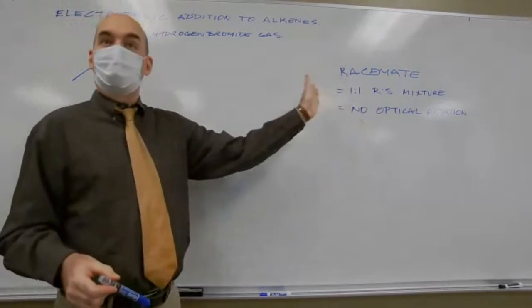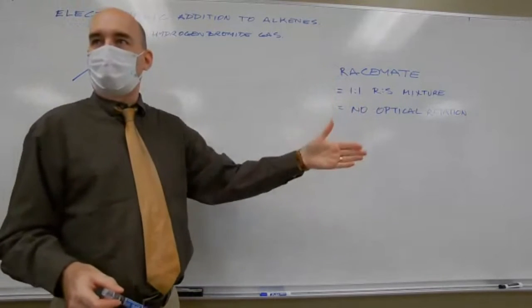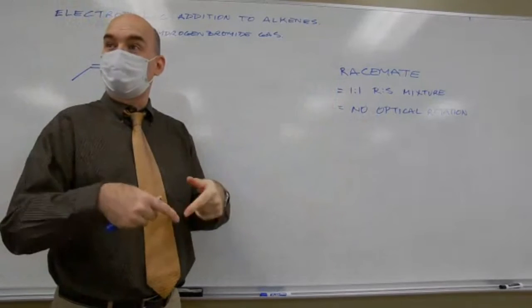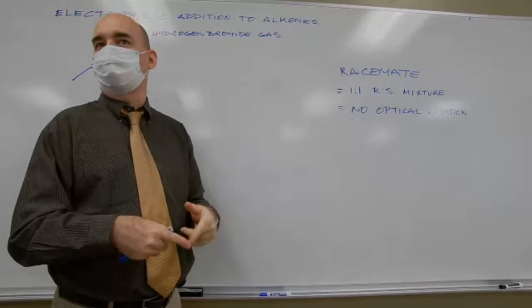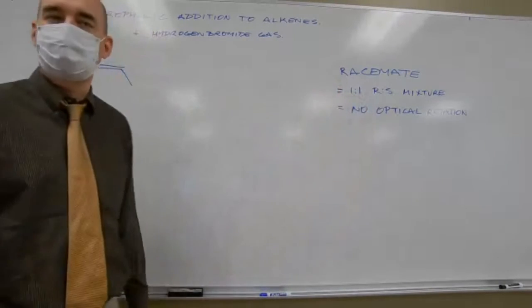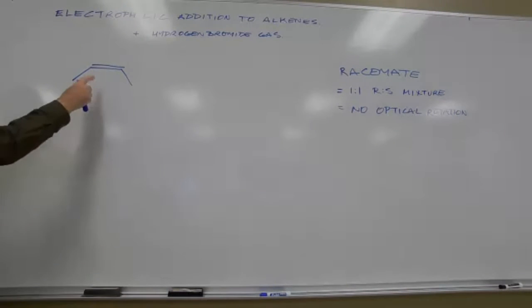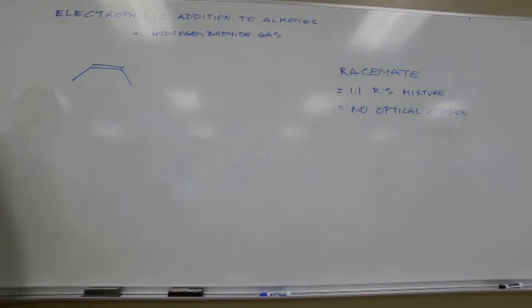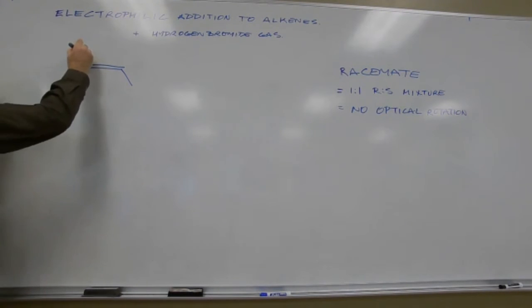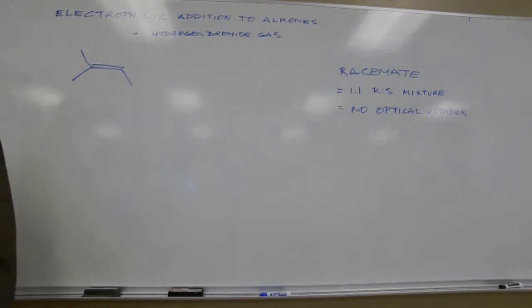If you had the R, it would bend one way. If you had the S, you'd bend the other way. If you have them both together in equal amounts, the light goes straight through, does not rotate. Okay, here's my 2-butene. Changed it.